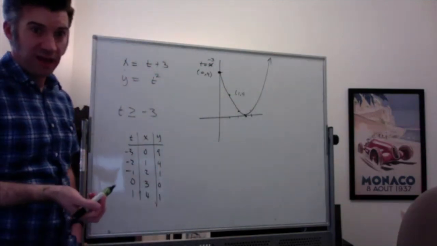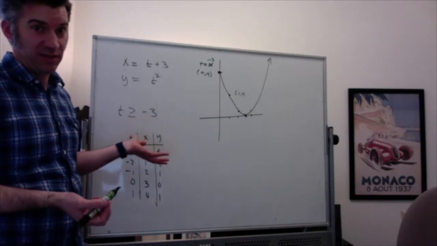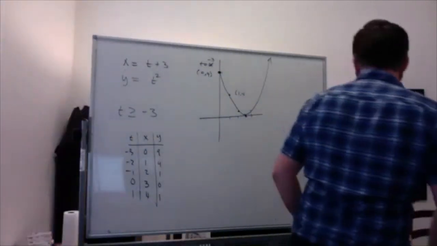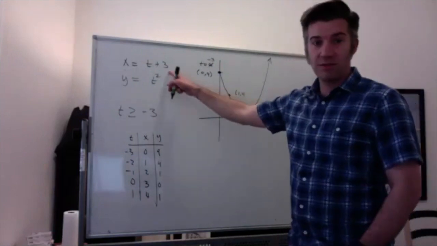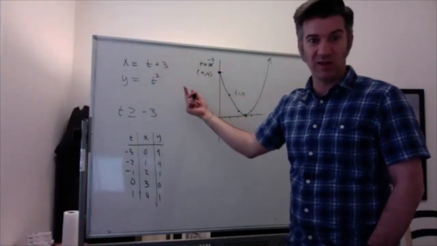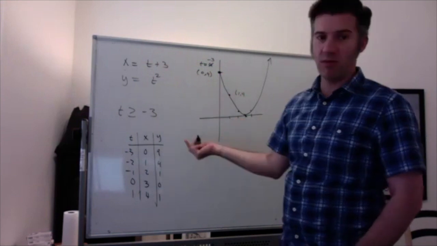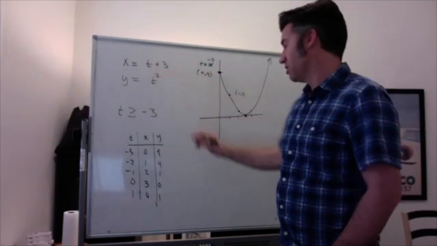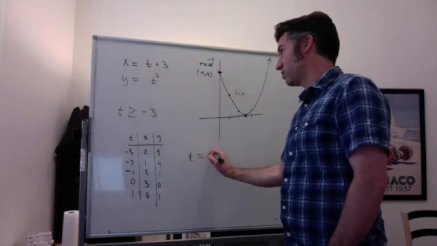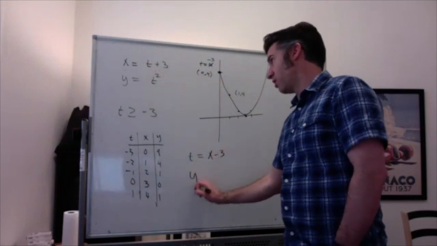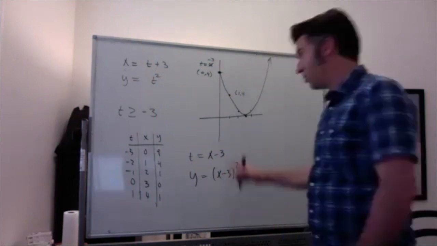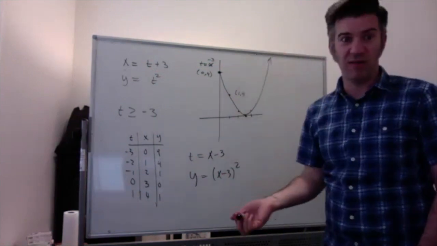Now, we could actually see what the graph of this is without having the parameter t. It would be totally possible to rewrite it as an equation in just x and y. Typically what we do is we take one of these and solve for t, usually the one that's easier, like this one. So I can say t equals x minus 3, so y equals x minus 3 squared. Which is totally the graph we have, just we don't have the whole domain.